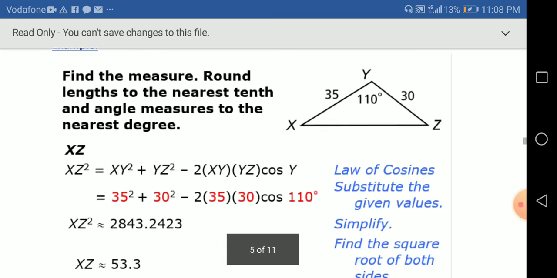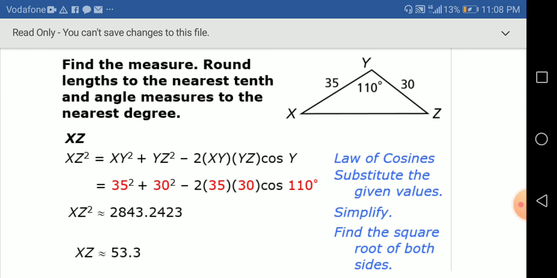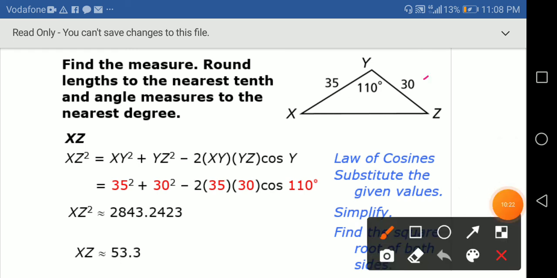So if I have an example like this: find the measure, round the length to the nearest tenth and angles to the nearest degree. We have the information here on the figure. He asks me to find XZ. How can I do it? This is not a right angle triangle to use the trigonometric ratios, but I can use the law of sines or the law of cosines.